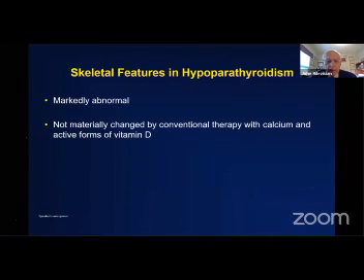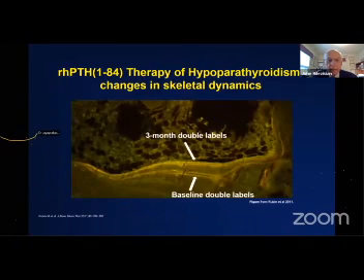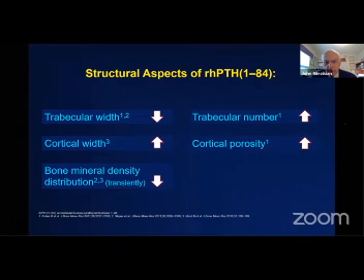Coming to therapy, conventional therapy with calcium and active forms of vitamin D sometimes can control the biochemical abnormalities, but it doesn't do anything to reverse the pathophysiology of absent parathyroid hormone. So what are the skeletal effects of recombinant human PTH 1 to 84 in hypoparathyroidism? The first point is that the skeleton wakes up. And you can see by this double label bone biopsy from our group, the labels after 3 months of PTH are markedly more evident, clearly demonstrating an increase in bone turnover.